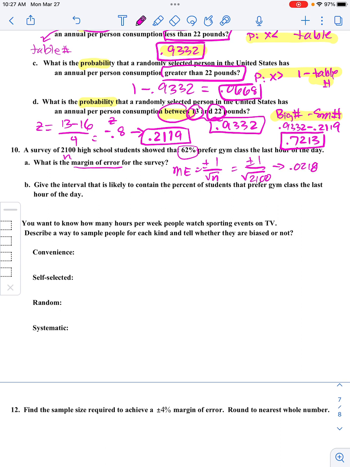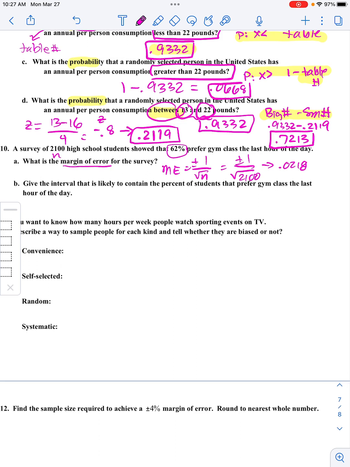But I'm supposed to give it as a percent. And so then I would scoot it over 2 to the right. 2.18% is my margin of error. So whatever result I get, it could be 2.18% higher or lower than that if I were to survey everybody. So that's what this interval is all about.